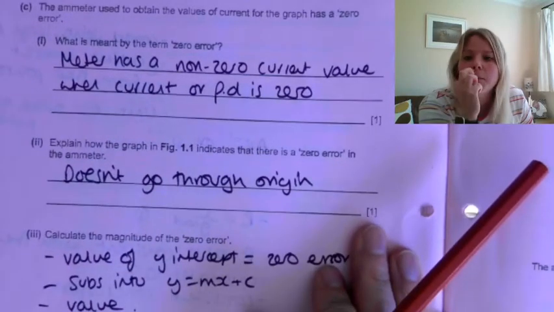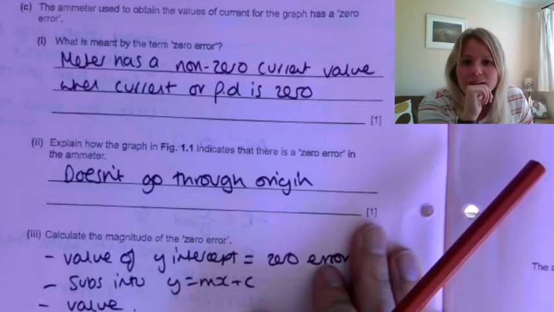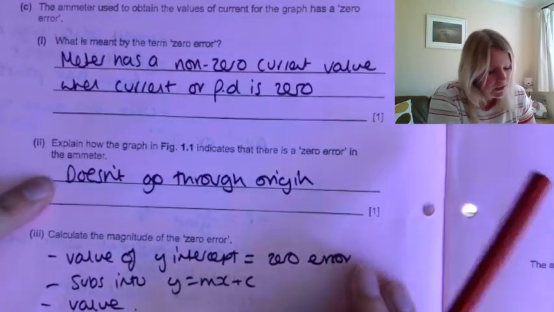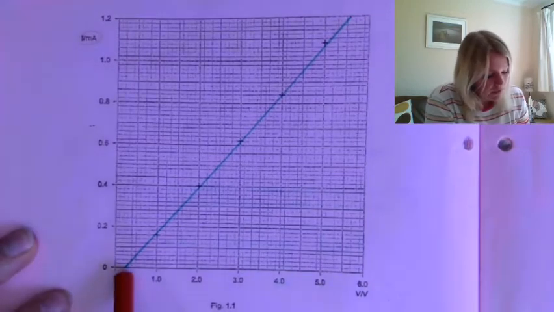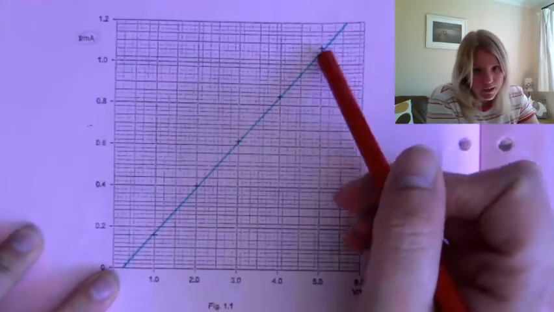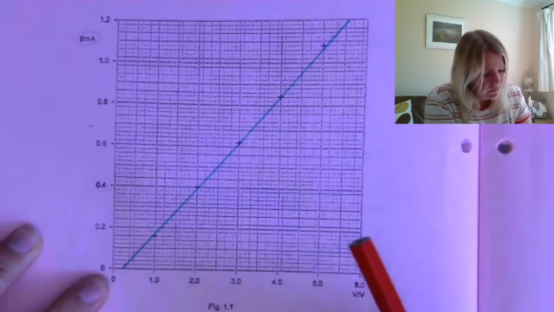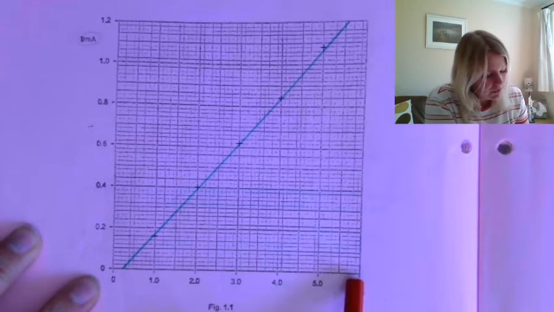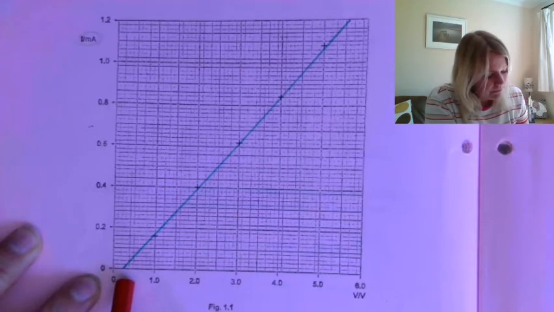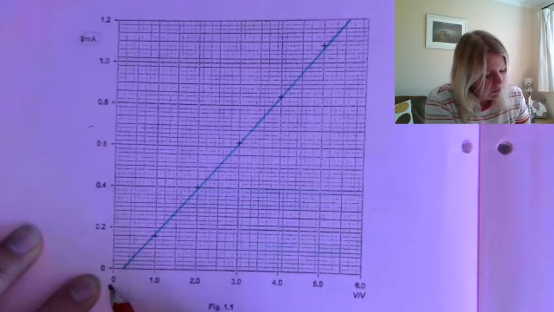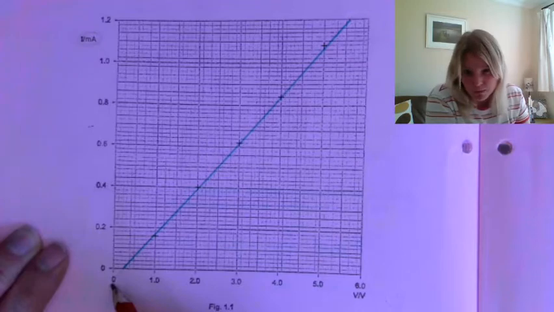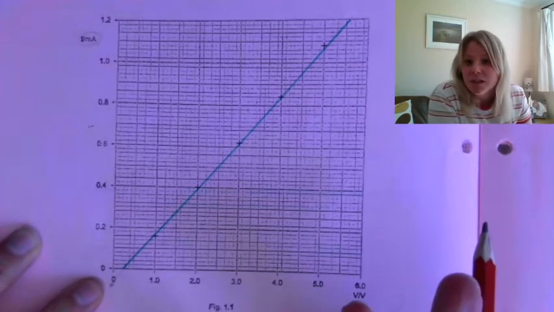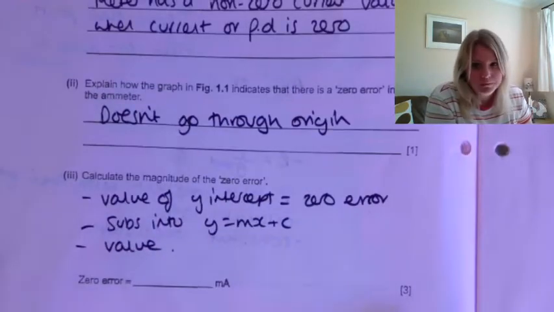For part 2, explain how the graph here indicates that there is a 0 error in the ammeter. The mark scheme answer is that the graph doesn't go through the origin. If you look back at your graph, hopefully your line of best fit doesn't actually go through the origin. That implies that it must actually be reading off a negative current. So whenever there's 0 volts, the current must be reading as like minus 0.07 or something like that, which is obviously not right. So there is a 0 error there.